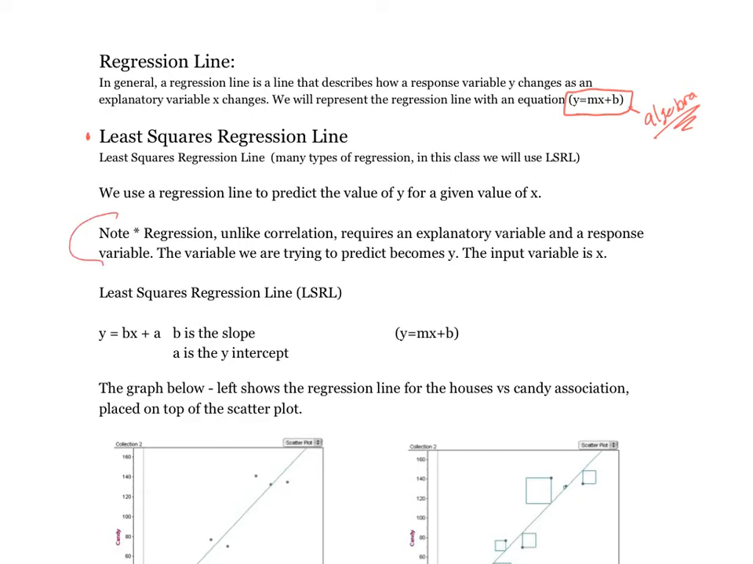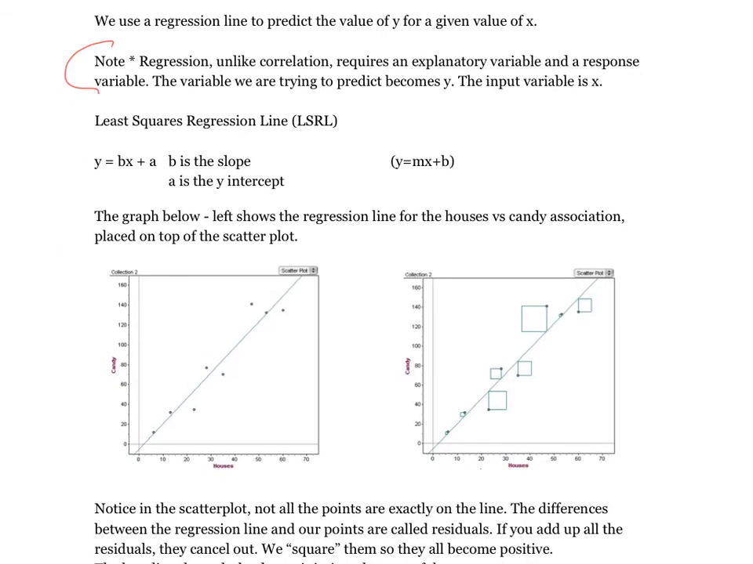Special note here, note that regression, unlike correlation, requires an explanatory variable and a response variable. Okay? The variable we are trying to predict becomes y, and the input variable is x. That's very important. We have to have an explanatory and response variable relationship. So our least square regression line will be abbreviated LSRL, least square regression line. In statistics, it's written a little bit differently than in algebra. So you can look over here.